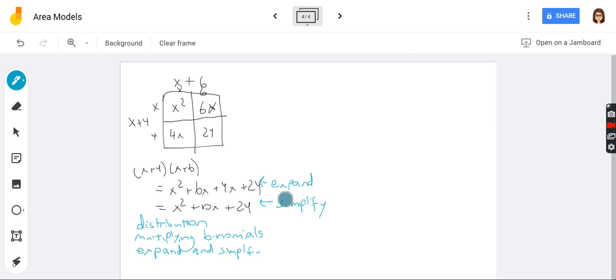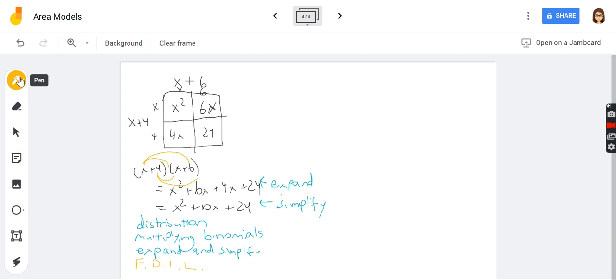Okay, now you may have also learned a little acronym for this last year, which went something like this. It's the x times the x, it's x times the 6, the 4 times the x, and the 4 times the 6. And that acronym is FOIL, which stands for the first term times the first term, the outside term times the outside term, the two inside terms, and then the two last terms. So first, outside, inside, last. I will probably not be calling it FOIL. I like to call it multiplying binomials or expand and simplify.